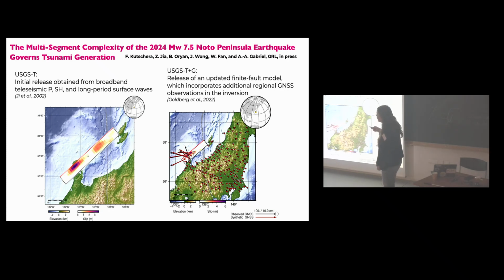The teleseismic one, which you see here, had a lot of slip offshore, and then the teleseismic and geodetic one had no more slip offshore, but it incorporates additional regional GNSS observations.